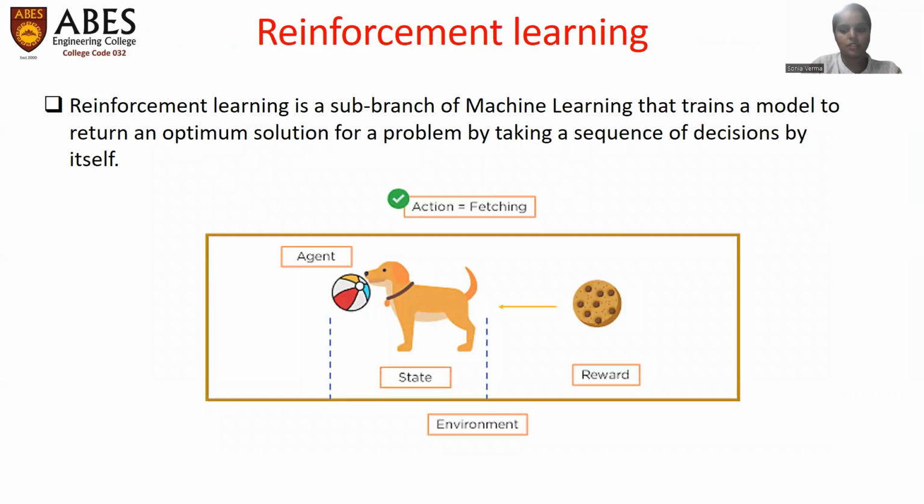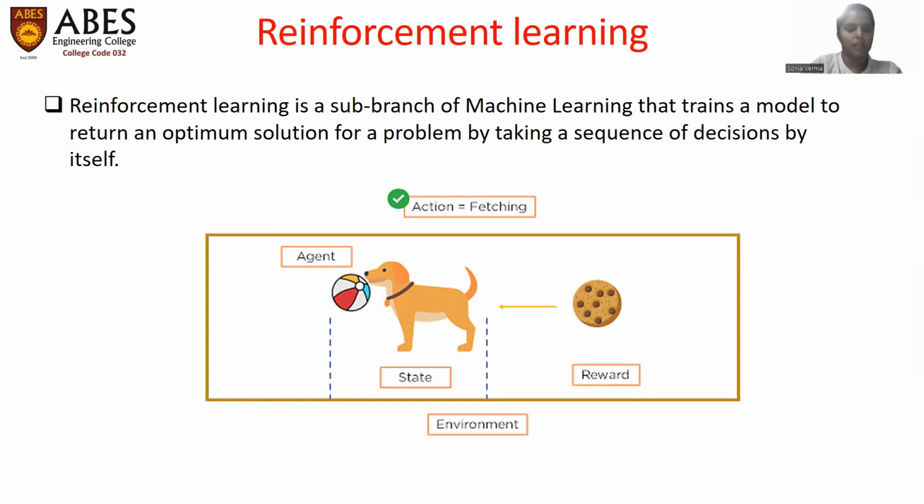The last type of machine learning is reinforcement learning. Now, what is reinforcement learning? Reinforcement learning is a sub-branch of machine learning that trains a model to return an optimum solution for a problem by taking a sequence of decisions by itself.